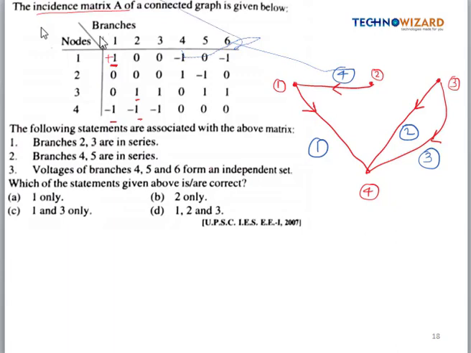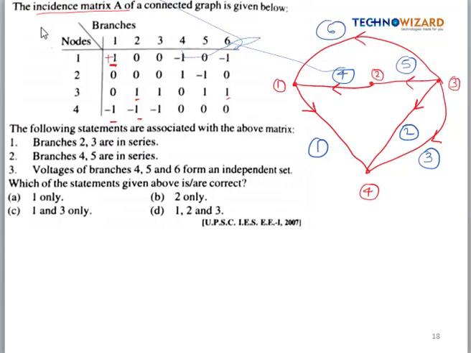Now branch 5 is connected between node 2 and node 3, so it is like this, and positive means it will be going out from node 3. So this is our branch 5. Next, branch 6 is connected between node 1 and 3, so it will be like this, and positive means outward from node 3. So this is branch 6.